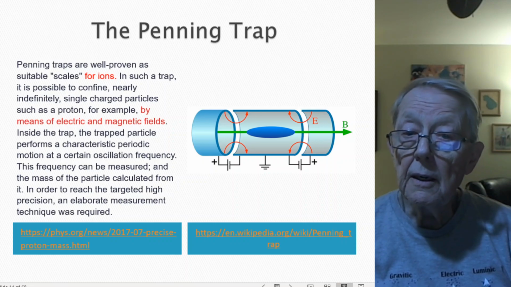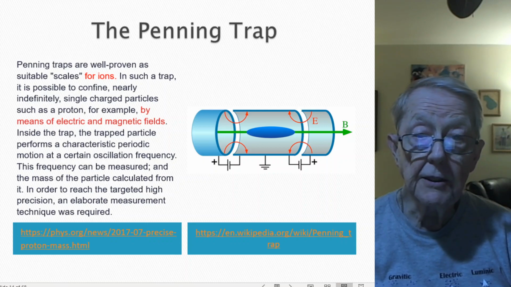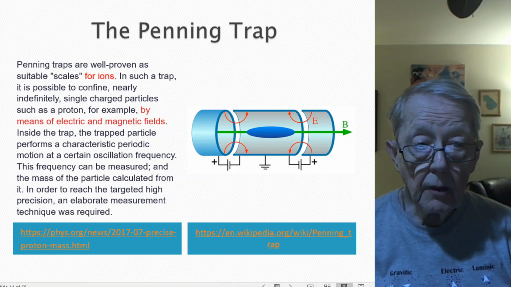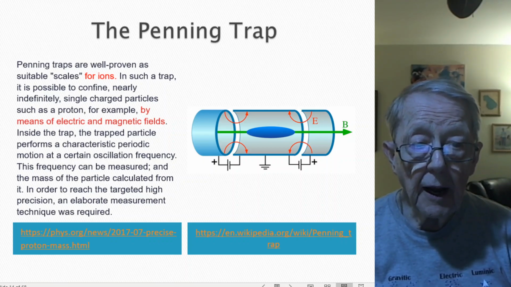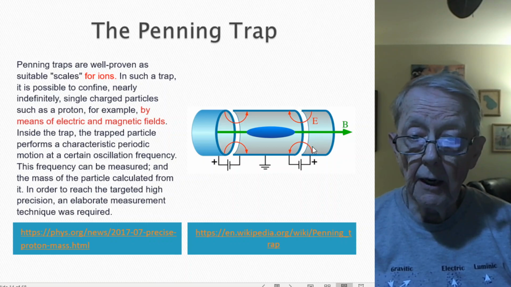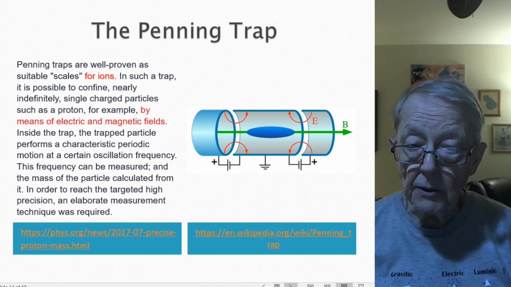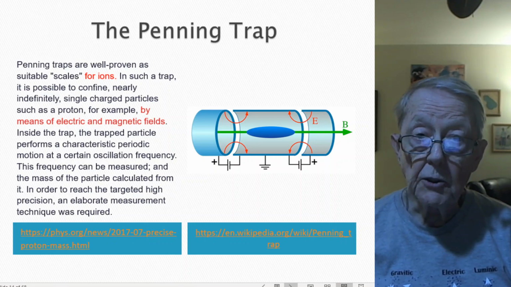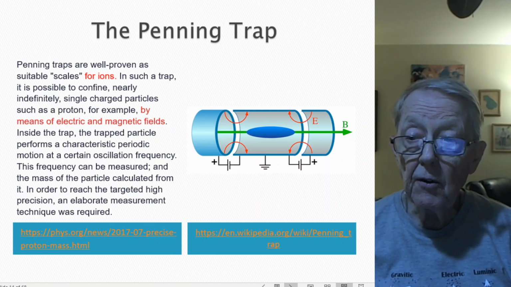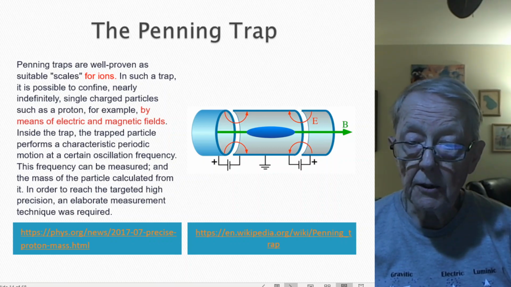If I were to explain this in detail, I would have to be able to explain that oscillation, whether it's a positive ion or negative ion. It should work the same way. In order to reach the target high precision, an elaborate measurement technique was required. No explanation here. I don't apologize for that. That's a lot of work that I have to do to analyze what's going on. That takes time. I just wanted to point out that you can not only measure the G2 mass of the electron, but you can do it for ions, and they do it in what's called a Penning trap.